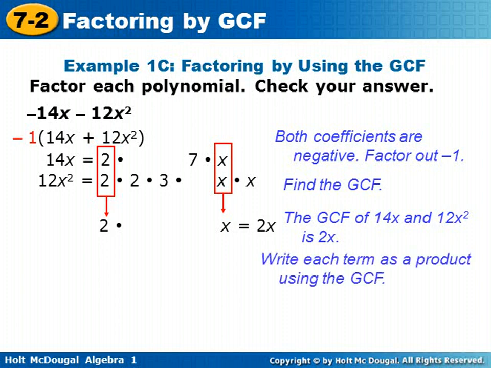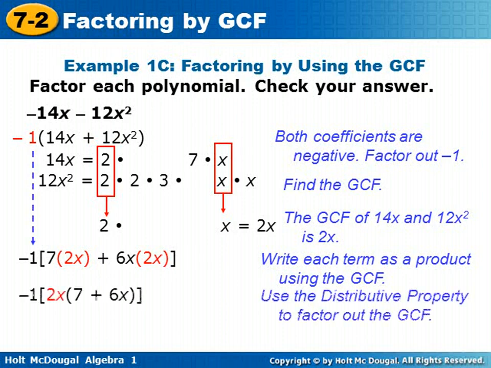We're going to write each term as a product using the greatest common factor. So we still have the -1 on the outside, but we're going to write -1 times (7 times 2x plus 6x times 2x). And using the distributive property, we pull it to the outside. So we get -1 times 2x times (7 plus 6x). We multiply the -1 to the 2x since they both have been pulled out, and we get -2x times (7 plus 6x).